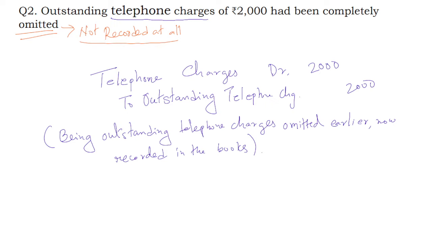Outstanding telephone charges means this is a liability. It is not paid, but it should be paid, it will be paid. It is outstanding. Earlier it was omitted, so we have simply recorded it now. Narration you can write in your own words, there is no mandatory format. The correct meaning you should convey, that is the only thing. Otherwise everything is correct. Now moving to the next question.